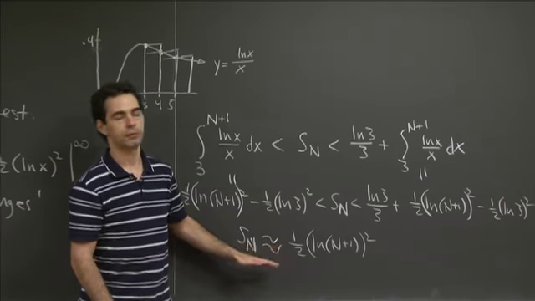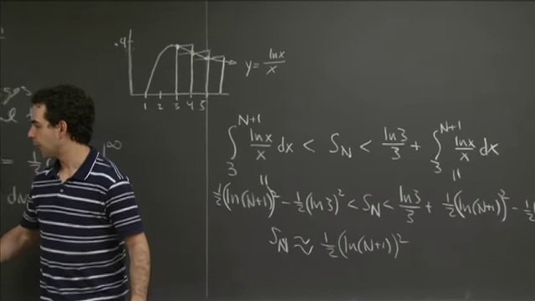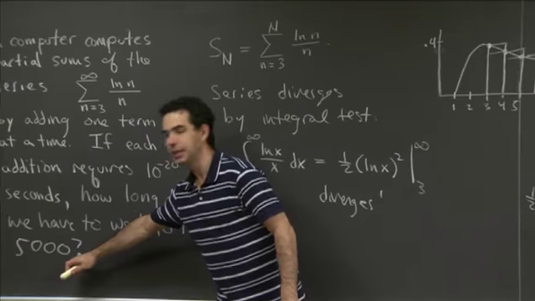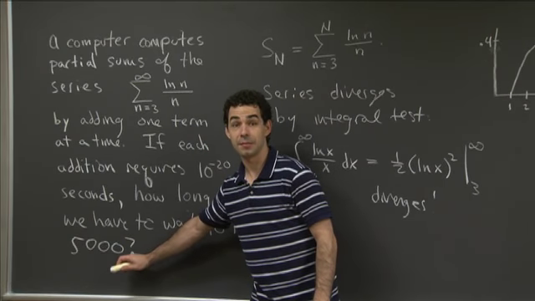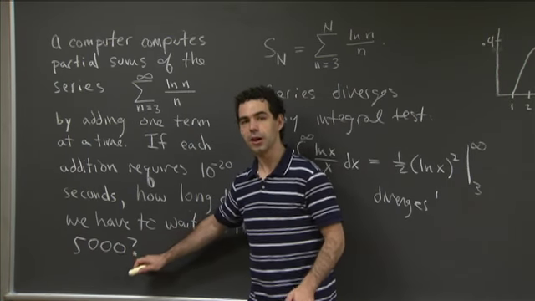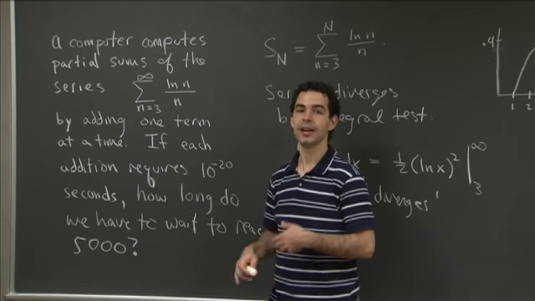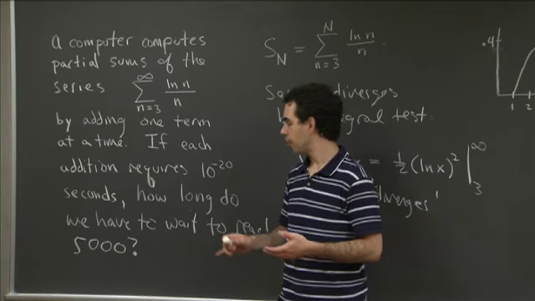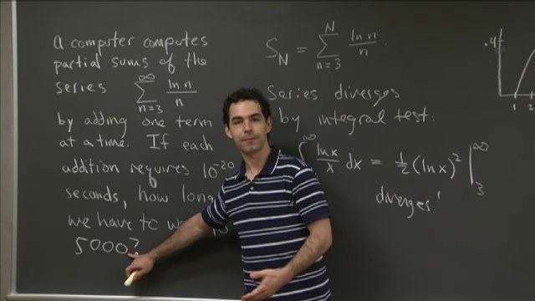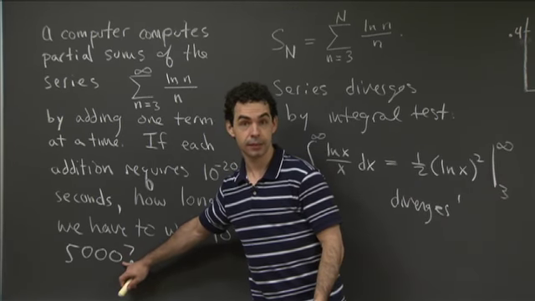Well, all right, so why? Because I know that what I want to do is keep going until I reach a partial sum that has size about 5,000. So I want to know how many terms I need, right? That's going to tell me how much time it requires. So I need to know, when Sn is about 5,000, how big is n?